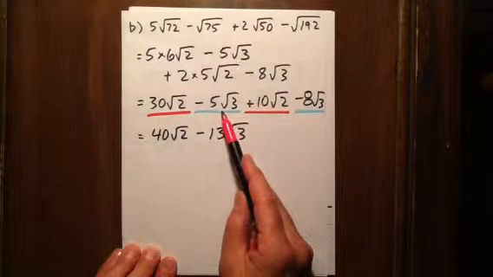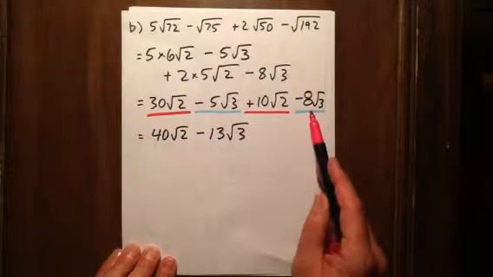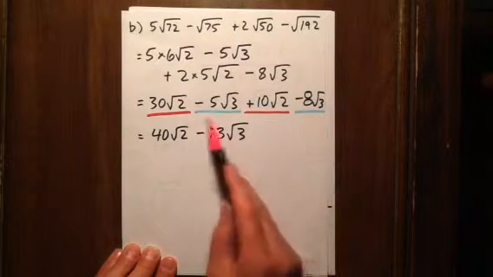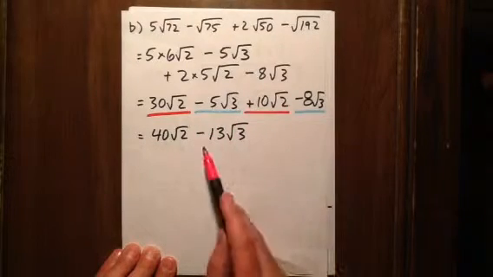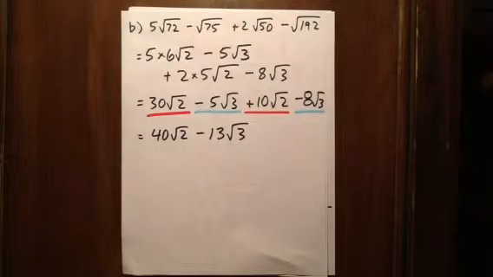And negative 5 root 3 minus 8 root 3, think of it as if they were y's. Negative 5y minus 8y would be negative 13y. So the same thing with root 3's. Negative 5 root 3 minus 8 root 3 is negative 13 root 3. And we've simplified it to something with no like terms, and we're done.